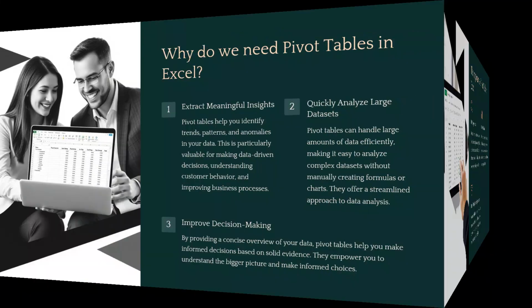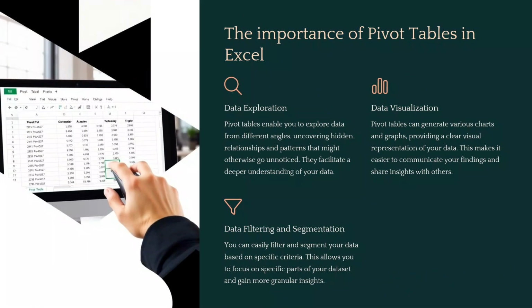Then another thing, the importance of pivot table in Excel: data exploration, then visualization, then filtering and segmentation. Segmentation is like dividing. The other one is for viewing data, the other maybe for navigating data. So segmentation is like divide. I can divide a part and I see what I want, and I deselect what I don't want. That is segmentation. We shall see that one practically in Excel.